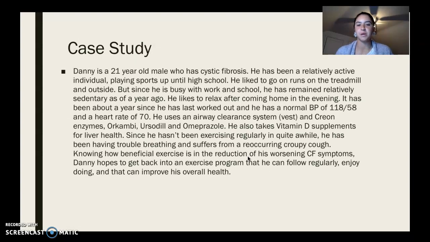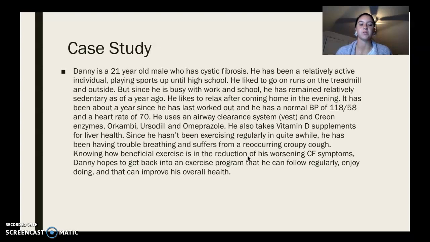So my case study is on my friend Danny. He's a 21-year-old male who has cystic fibrosis. He was diagnosed at an early age. He's been a relatively active individual, so he played sports up until high school, and after that he followed up with running a few days a week. He liked to run on the treadmill and outside, but he's been busy in the last year with school and work, so he's remained relatively sedentary as of a year ago.